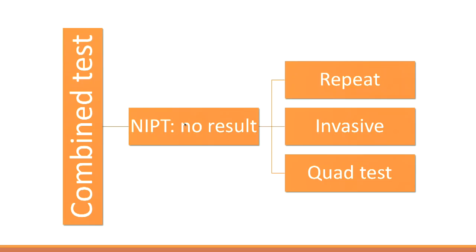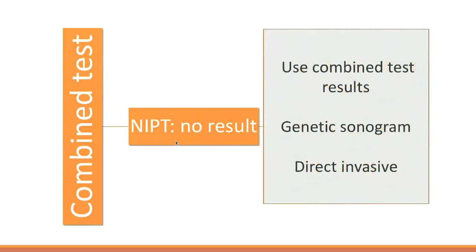And if you get a no result on your NIPT, then you have the option of repeating the NIPT or the other things, but at least you have the combined test result to fall back on and then decide whether you want to do an invasive test or go in for a genetic sonogram.